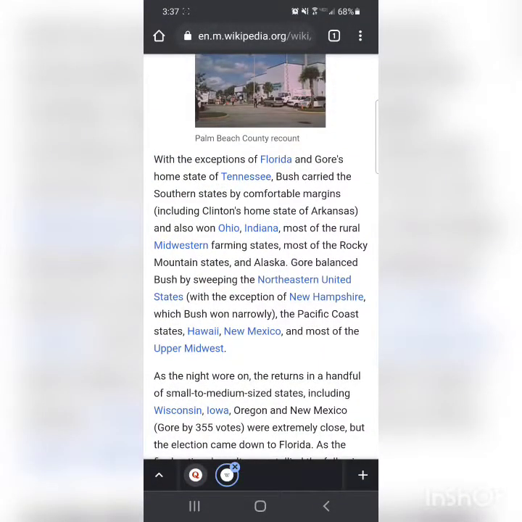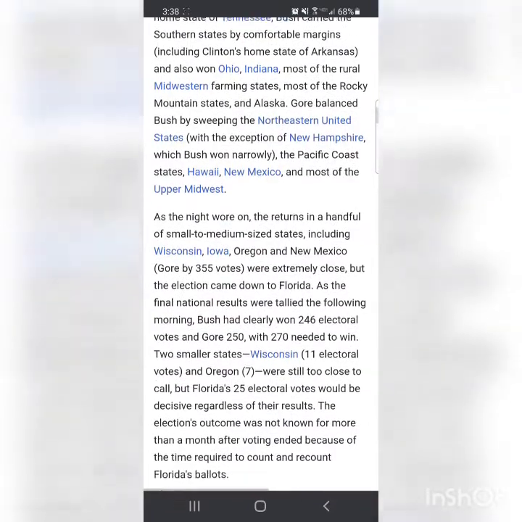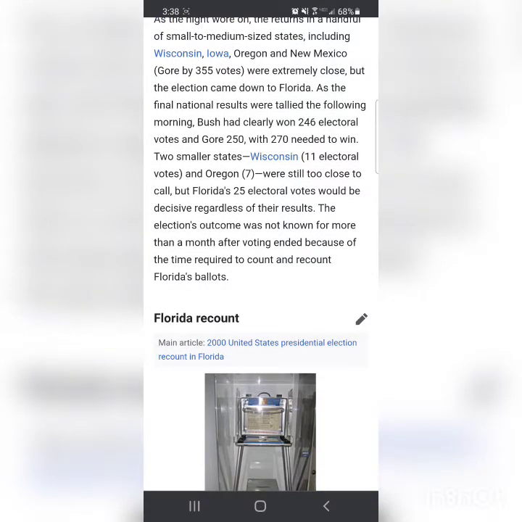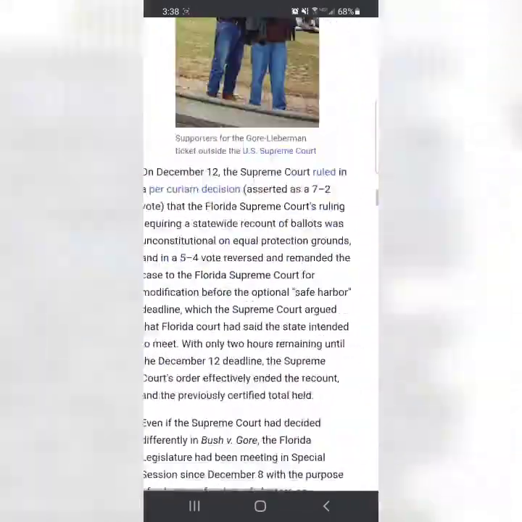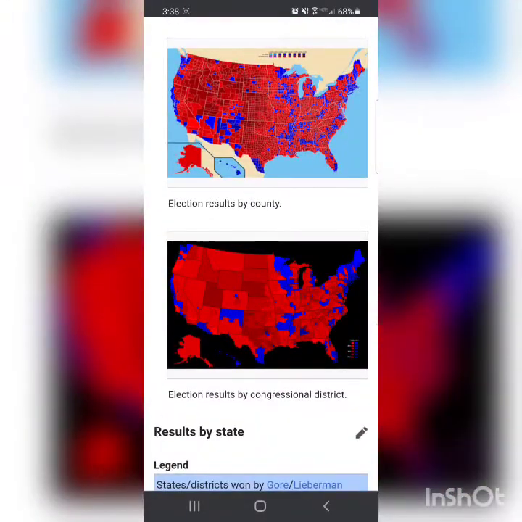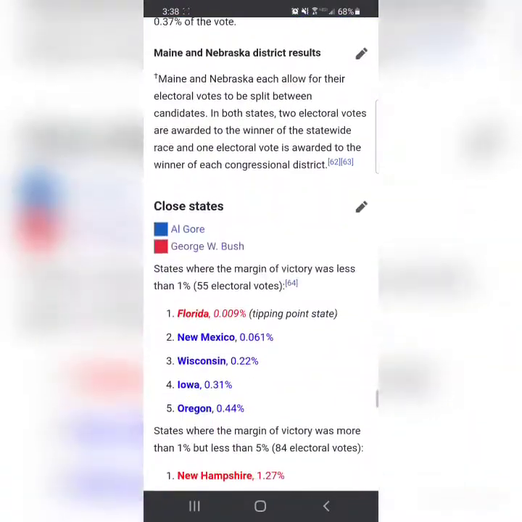With the exception of Florida and Gore's home state of Tennessee, Bush carried the southern states by comfortable margins. Also won Ohio, Indiana, most of the rural Midwest farming states, most of the Rocky Mountain states, and Alaska. Oregon and New Mexico were extremely close, but the election came down to Florida. So, I mean, this is just the easiest election I could have done. And you know, the Florida recount happened, but that's not really going to be too important for this. Election results by county, results by congressional district, you know, the normal stuff.